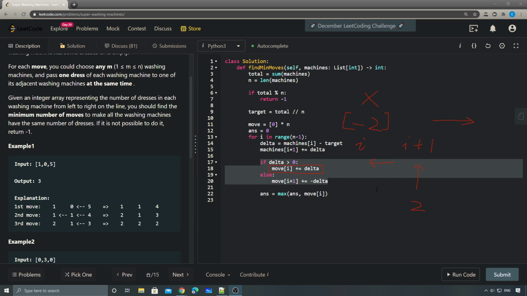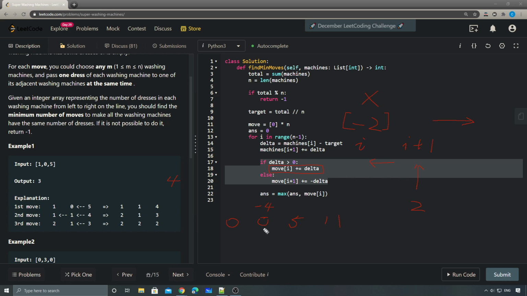So here's a concrete example. Let's say we have 0, 0, 5, 11. At the beginning, we have 0 here, and the target we know is 4. So the delta for 0 is -4, right? -4 means that machine i+1 will become -4.